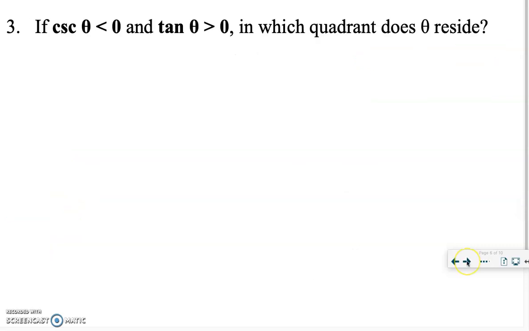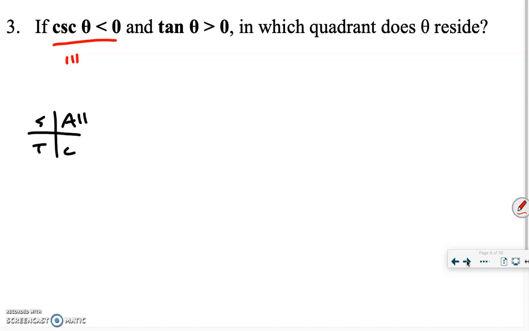All right. Next problem. It's very similar. It's the same thought process, but again, actually asking you to do less work. So again, using all students take classes as another kind of benchmark here. If we're told that the cosecant of theta is less than 0, that means that the cosecant is negative, which means that the sine is negative.